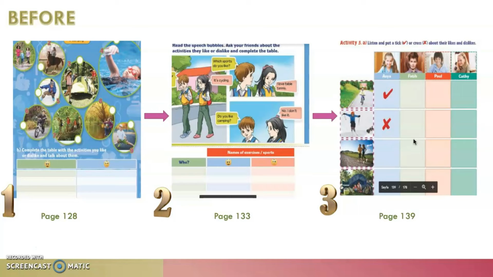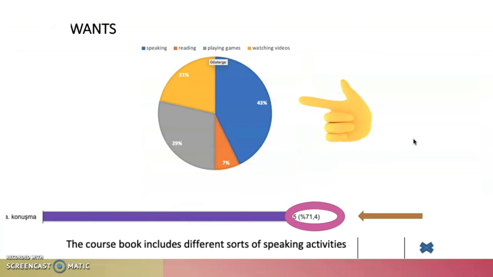As you see, all 3 activities include the same topic, like and dislike, and they are not in a proper order. We think that we can reorder these 3 activities according to our need analysis and coursebook evaluation. When we look at it here, our need analysis shows that students want to do more speaking activities, and according to our coursebook evaluation, we see that the book has no different source of speaking activities.